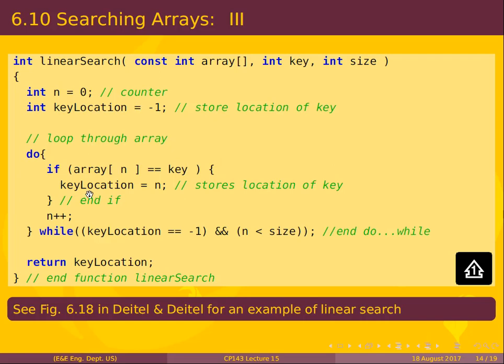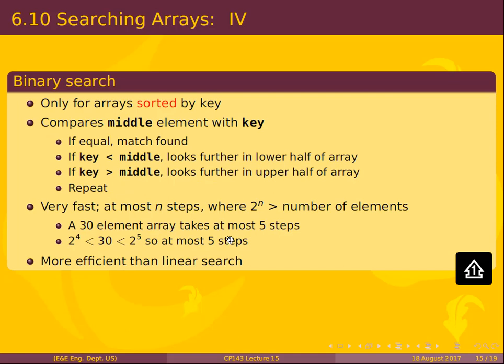But if we do find something, like here, array n, so this student that's stored in the array is equal to the key. Now update, I found my key location. This while loop will then terminate because key location is not -1 anymore, and it just returns this value. Okay, so this is what linear searching is. It searches linearly through the array.